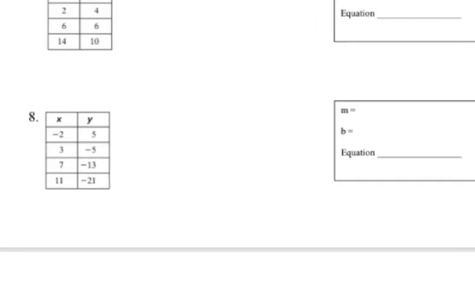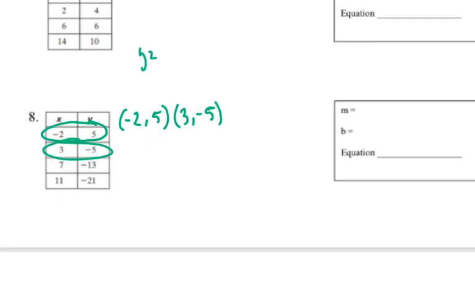In number 8, it's a little bit more difficult to find the change in y over the change in x because we have some negatives, and I know that some of us struggle figuring out adding and subtracting in your head when there's negatives here. So what I would suggest when you have a table with lots of negatives, just pull off those points. (-2, 5), (3, -5). And then just go back to your old-fashioned y2 minus y1 over x2 minus x1.